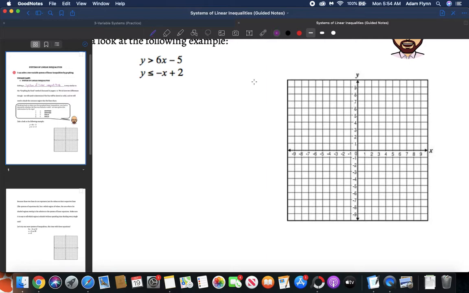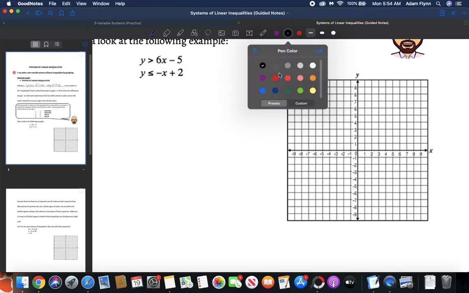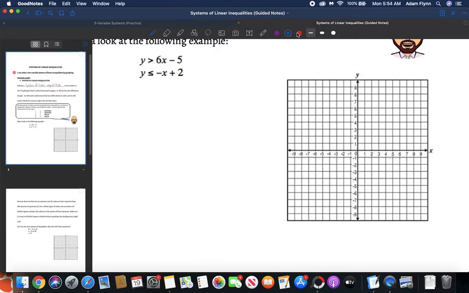Okay, so we've got two lines here. We've got y is greater than 6x minus 5, and y is less than or equal to negative x plus 2. So I am going to switch colors here. Let's make my top line a red line, and we'll make the bottom line a blue line. A couple things right off the bat. Let's determine whether these are going to be dotted or solid lines. Taking a look at our symbol, we've got y is greater than 6x minus 5. Because of this greater than sign, that means this is going to be dotted.